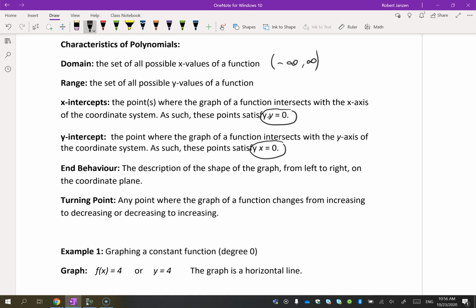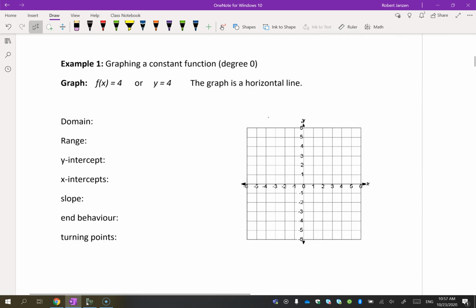End behavior, this is the description of the shape of the graph from left to right. So as we read from left to right, what's happening to the graph? Really, what we're wondering about is what's going on sort of when the x value gets towards infinity. Like we're saying, is it going this way or is it going this way? Okay, we'll talk about those with examples. The turning point is if the graph changes direction. Okay, so let's try some examples here.